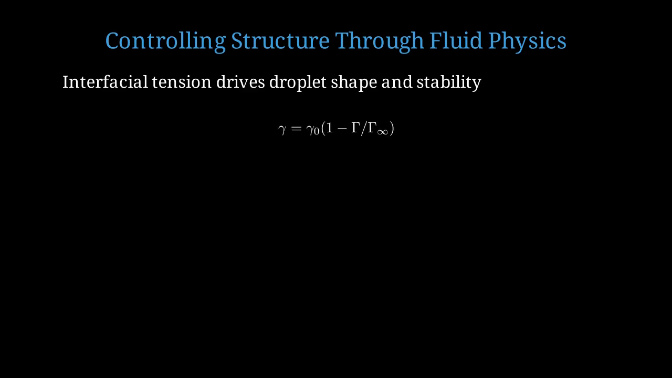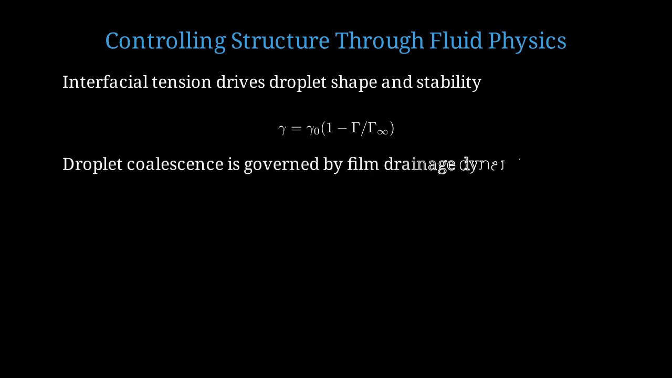Surface tension decreases with surfactant coverage according to the Gibbs adsorption equation. Gamma equals gamma 0 times 1 minus Gamma over Gamma infinity, where Gamma is surface excess concentration and Gamma infinity is saturation coverage. When droplets approach, the intervening continuous phase film must drain. The drainage time determines whether droplets coalesce or remain stable. This is described by Reynolds lubrication theory.